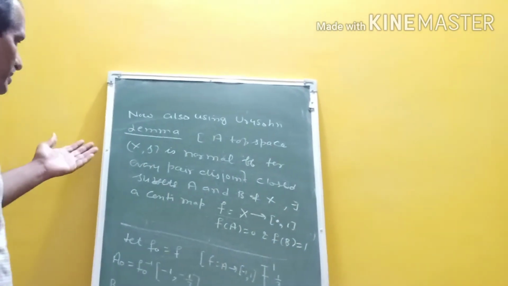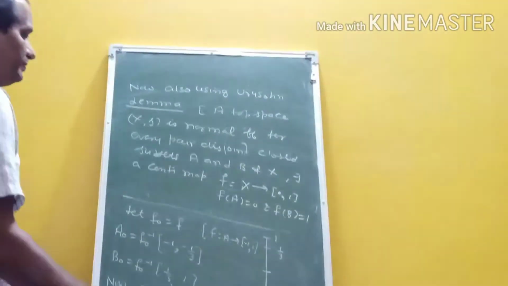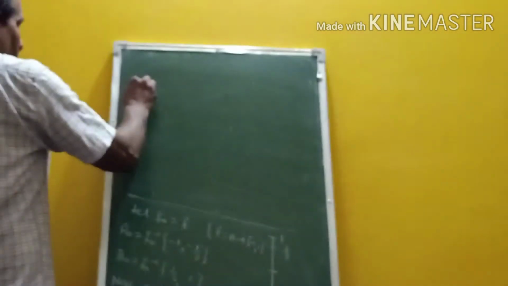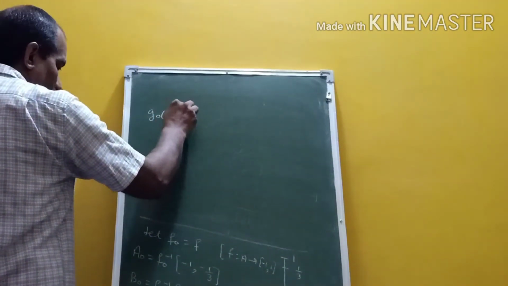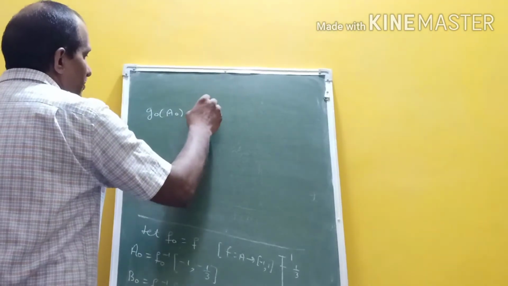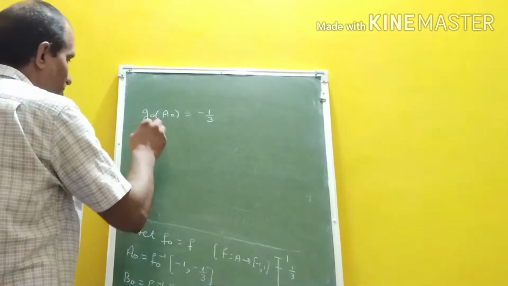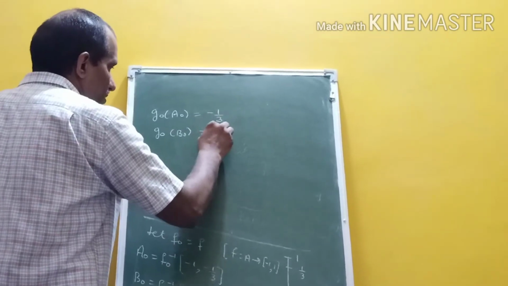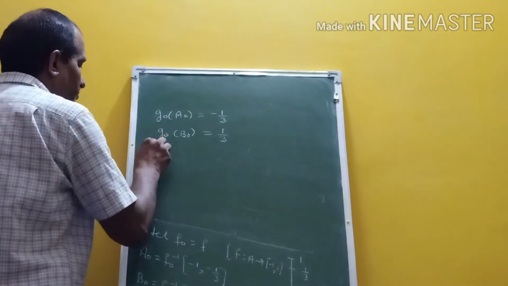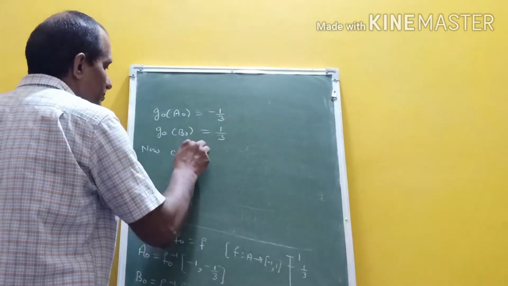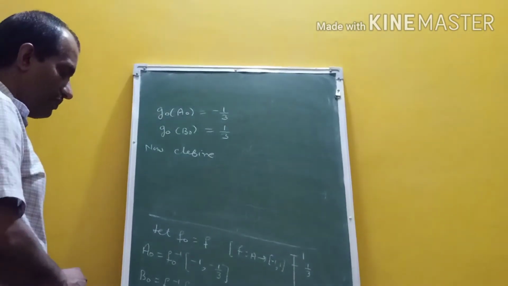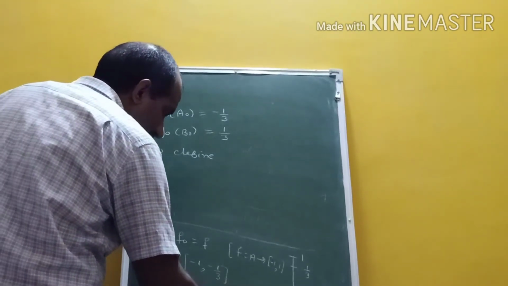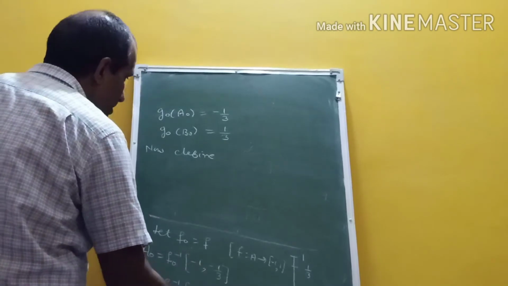Now, using the previous result and this lemma, we will find g naught on A naught equal to minus 1 by 3, and g naught on B naught equal to 1 by 3. Now we consider a map. This map is continuous. Using those results, we consider a continuous map g naught from X to the interval, defined by this.